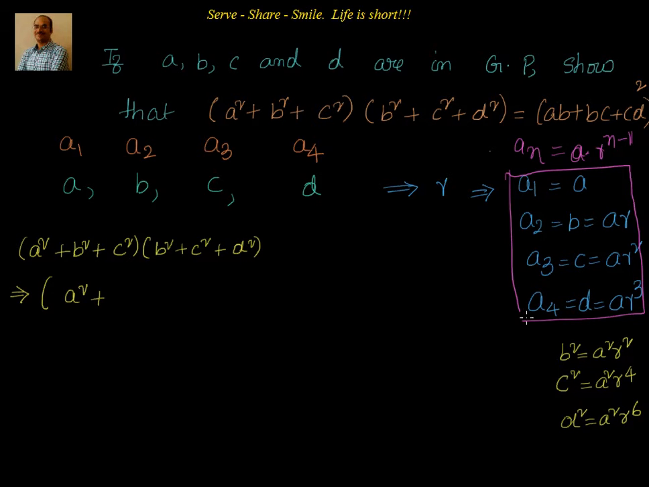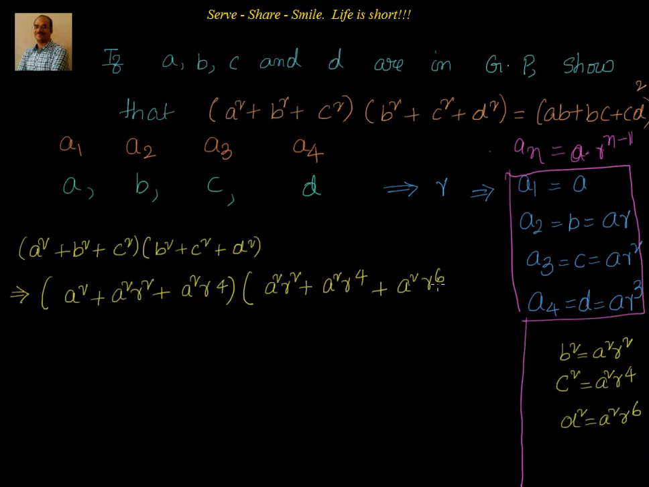So this we are going to use now. Then we'll come back here and substitute. b² is a²r², plus c² is a²r⁴, and multiply that with b². We know just now, a²r² plus a²r⁴ plus d² is a² into r⁶.